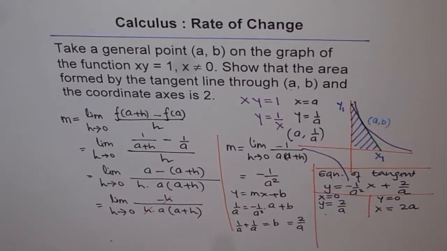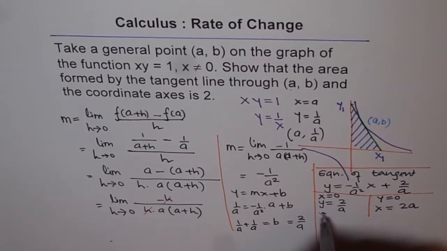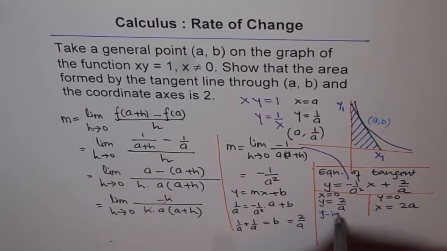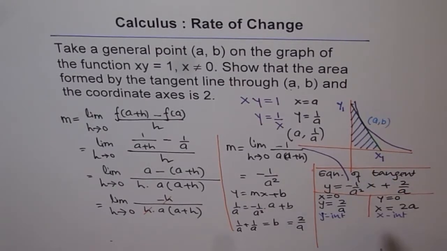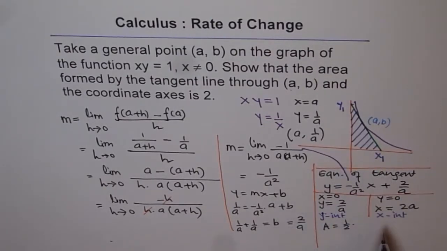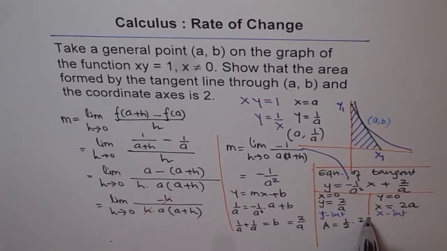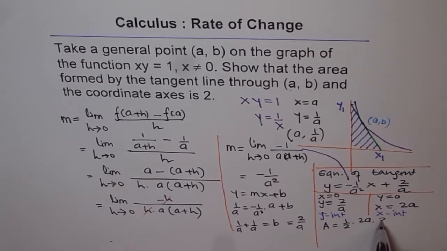So what did I calculate here? Let me write here. This is my y-intercept, and this is my x-intercept, right? So I got the x value as 2a, and the y value as 2 over a. And from here, in this triangle, we can calculate the area. So area is half times base, the x-intercept, which is 2a, times the y-intercept, 2 over a.